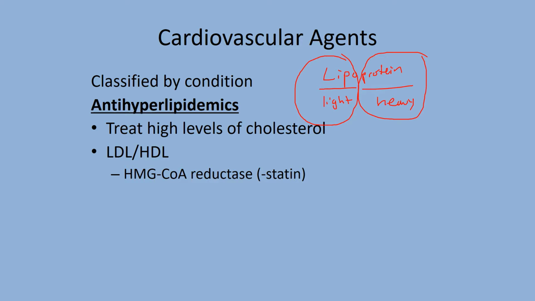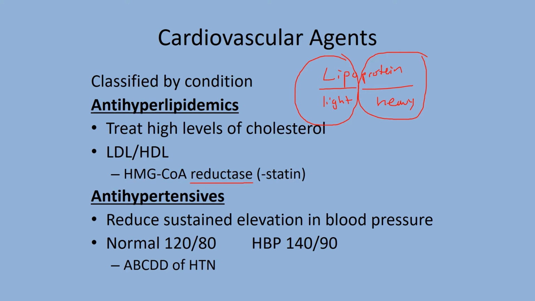The drugs we use for lowering cholesterol prevent our body from making its own. HMG-CoA reductase is the enzyme that makes cholesterol, so we're going to block its action. Antihypertensive. High blood pressure is 140/90, that's 140 systolic over 90 diastolic. And all the drugs we mentioned previously are going to be good choices to reduce blood pressure.